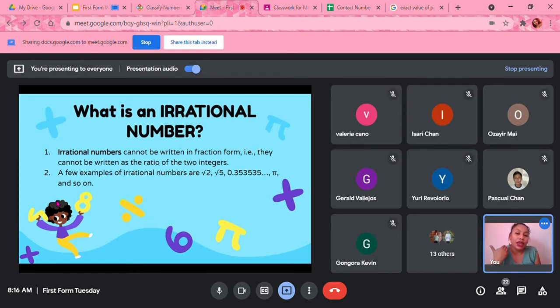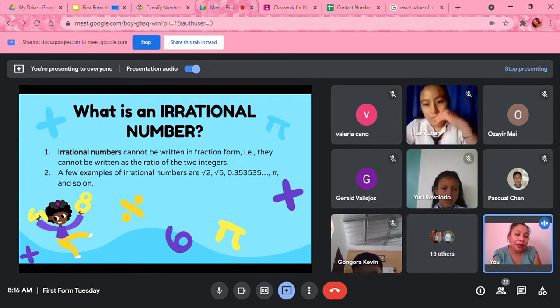But when we're talking about irrationals, we have to be very careful, because we can't just say, okay, because the number has a square root, that means it's irrational. No, there are certain exceptions, always exceptions to the rule.